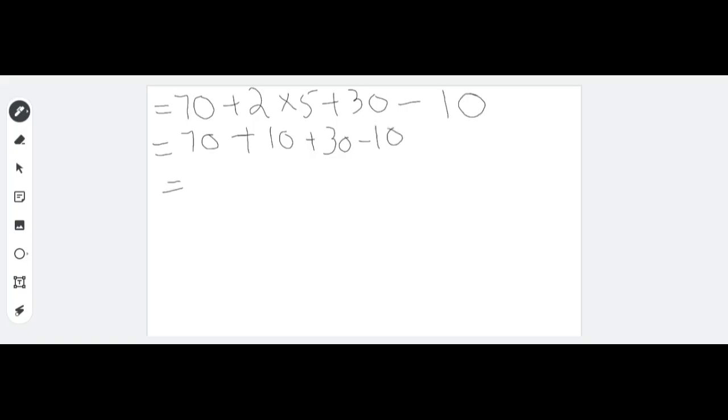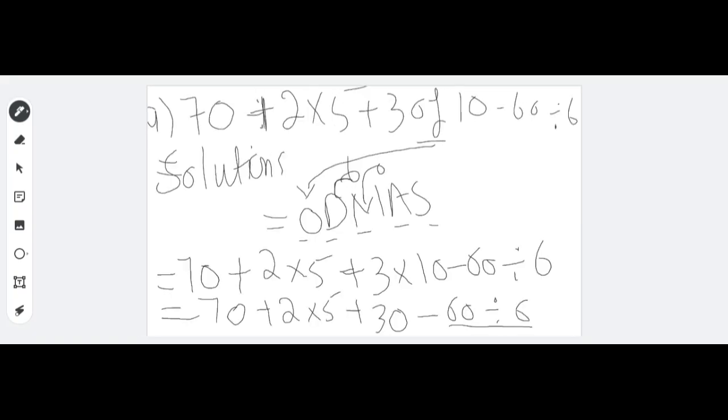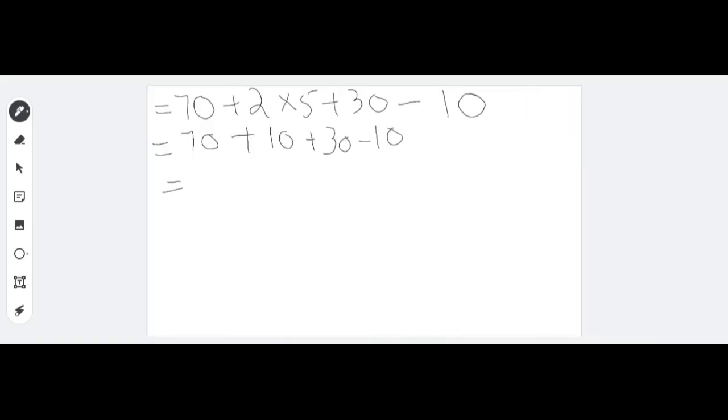Now after the multiplication, we have to do the addition. Addition between how many numbers do we have? 3 numbers. Okay. Firstly, we have to solve these two. 70 plus 10, plus 30, 40, minus 10. Now we have to add 70 plus 40. That will be 110.